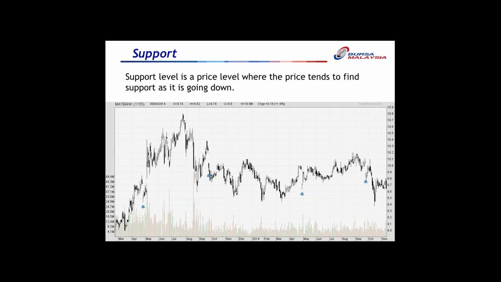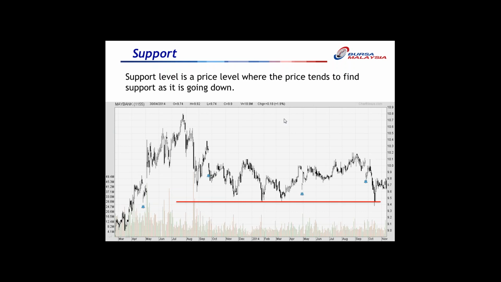Right. So let me examine it in detail. Now let's look at support first. Basically a support level is a price level where price tends to find support as it's going down. So if we look at this chart, this is also Maybank. You can see that Maybank stock tends to find support at this level.